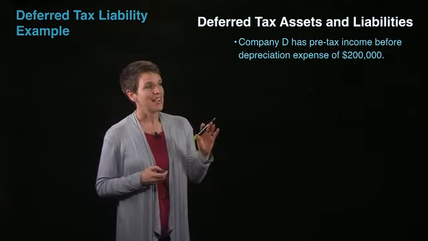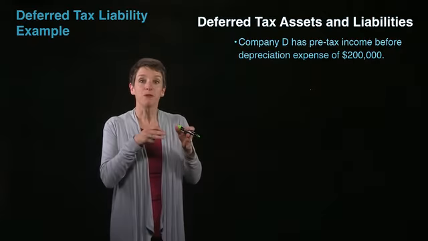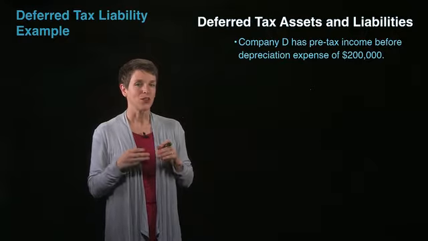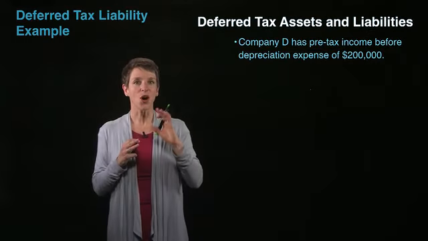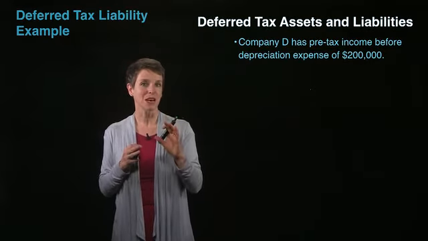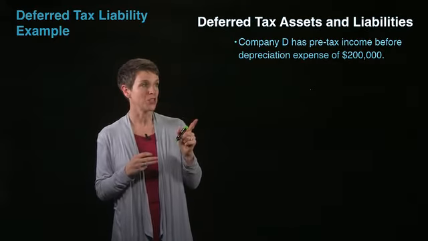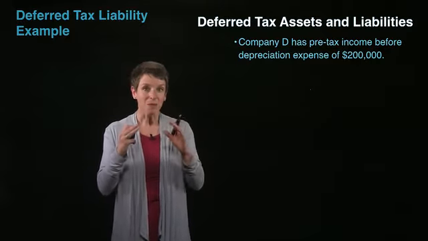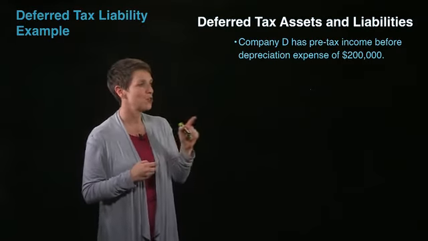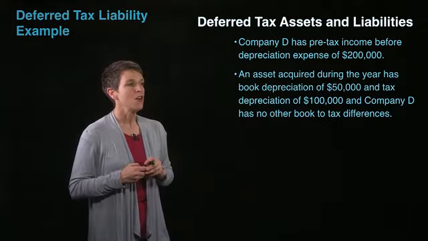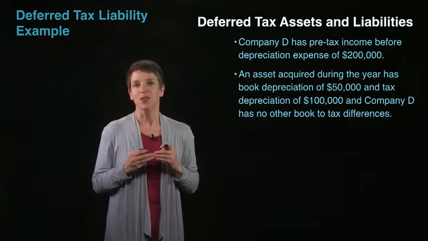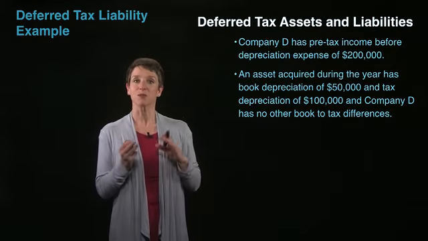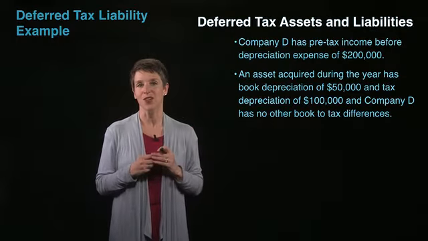So Company D has pre-tax income before depreciation expense of $200,000. What we mean by that is this is all of the revenues and expenses of the company except for depreciation expense and tax expense. So that number before those two expenses is $200,000. For book purposes, their depreciation is $50,000, and for tax purposes, their depreciation is $100,000.